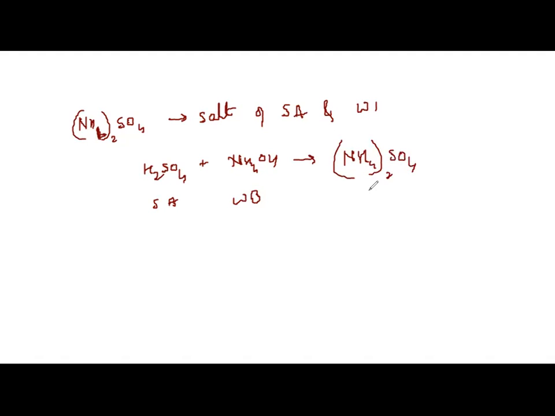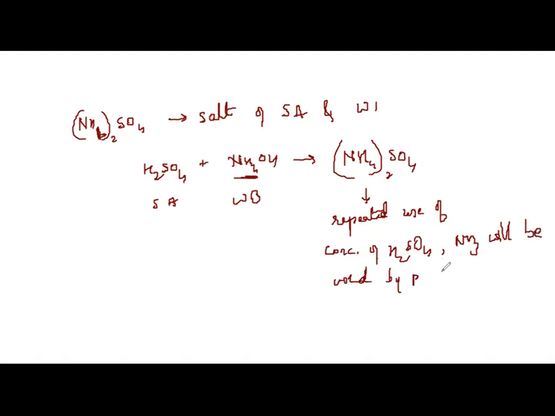Therefore, the repeated use of ammonium sulfate would increase what? Repeated use of this compound would increase the concentration of sulfuric acid, H2SO4, while the ammonia from NH4OH is used up by the plants. Yes, H2SO4 concentration will increase, but this ammonia which is released will be used up by plants. NH3 will be used by plants. Hence, the acidity of soil will increase.